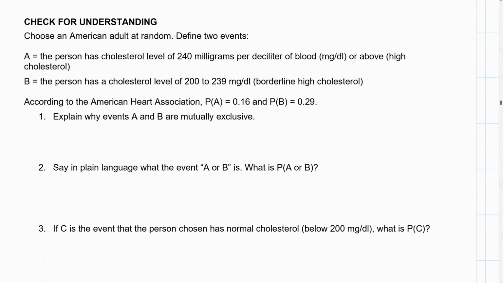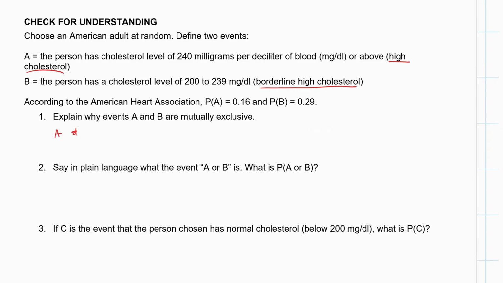Here's another little check for understanding. It says choose an American adult at random to define these two events. Event A, the person has a cholesterol level of 240 milligrams per deciliter or above. We call that having high cholesterol. Event B, the person has a cholesterol level of 200 to 239 milligrams per deciliter, and we call that borderline high cholesterol. Explain why events A and B are mutually exclusive.